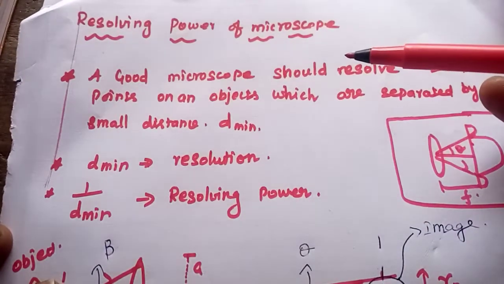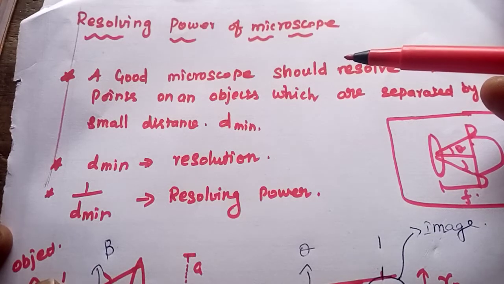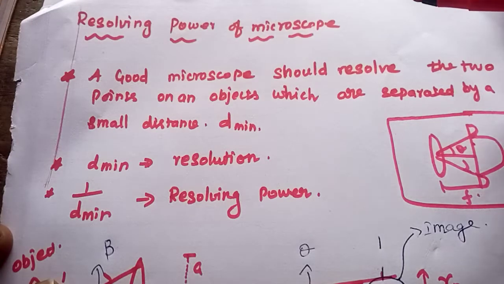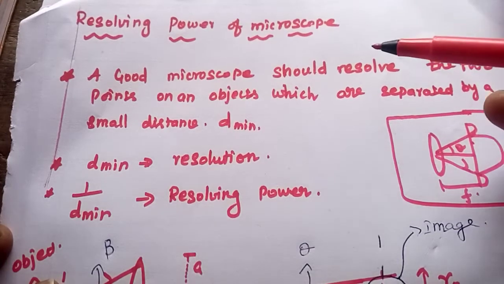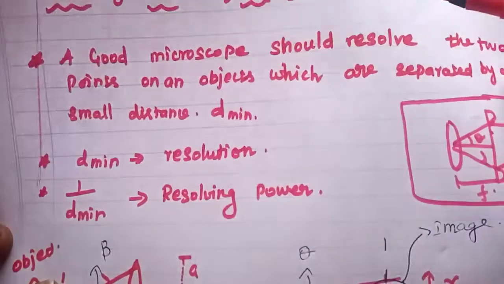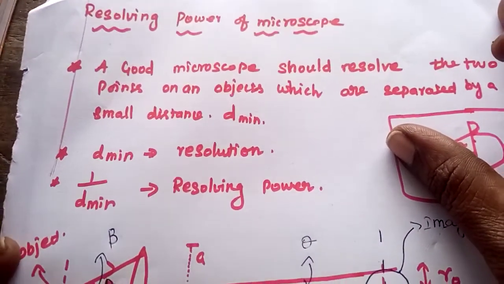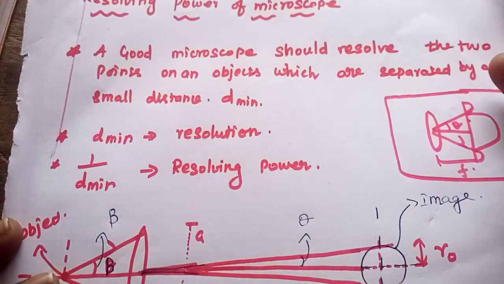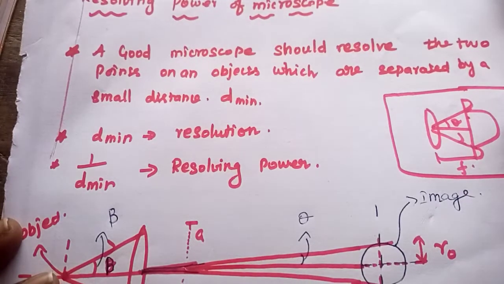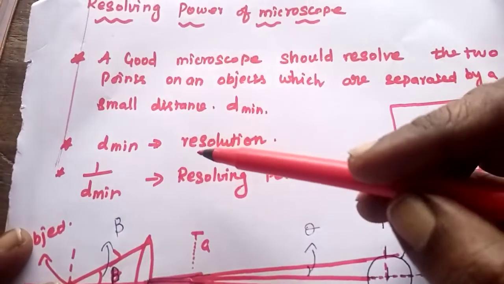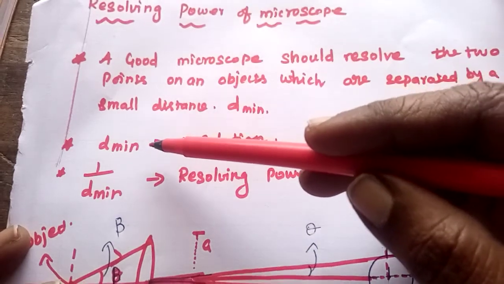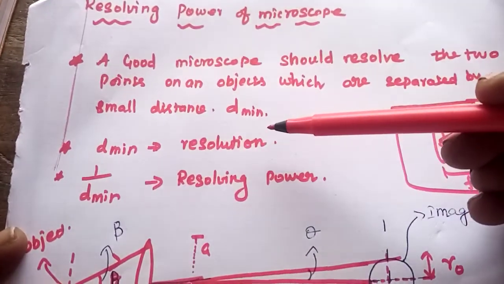If you are using a microscope, it should be a good microscope so that it resolves the two points on an object that are separated by a very small distance, d minimum. So it should resolve the two points on the object. That means we are able to see very clearly the distance between the two points, which means it's a high resolving power microscope. Now here d minimum represents the resolution, that is, the distance between the two points on an object is represented by d minimum. So that is called the resolution.